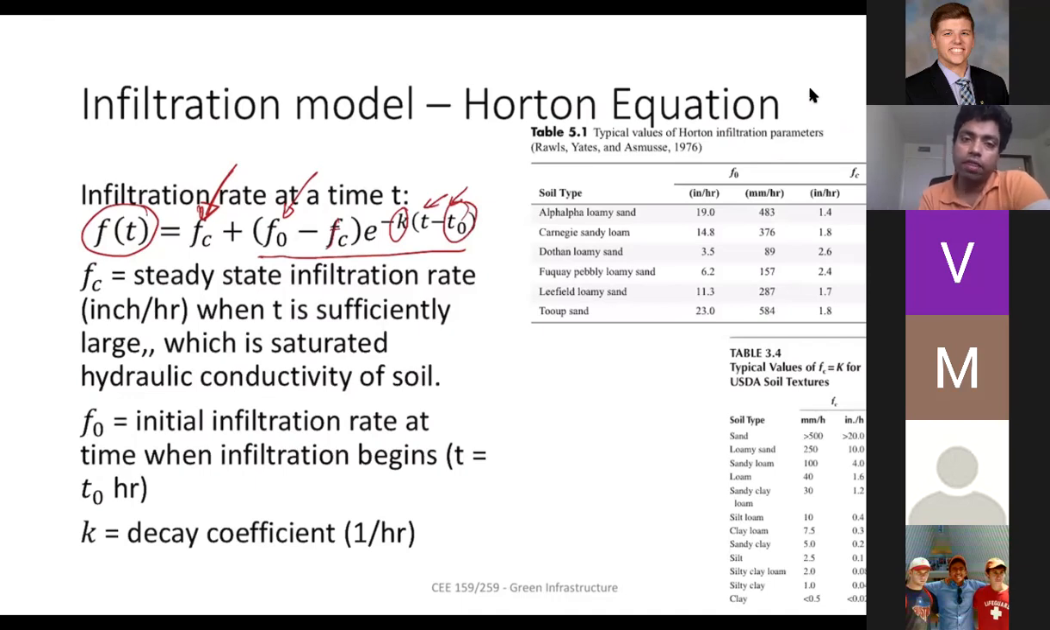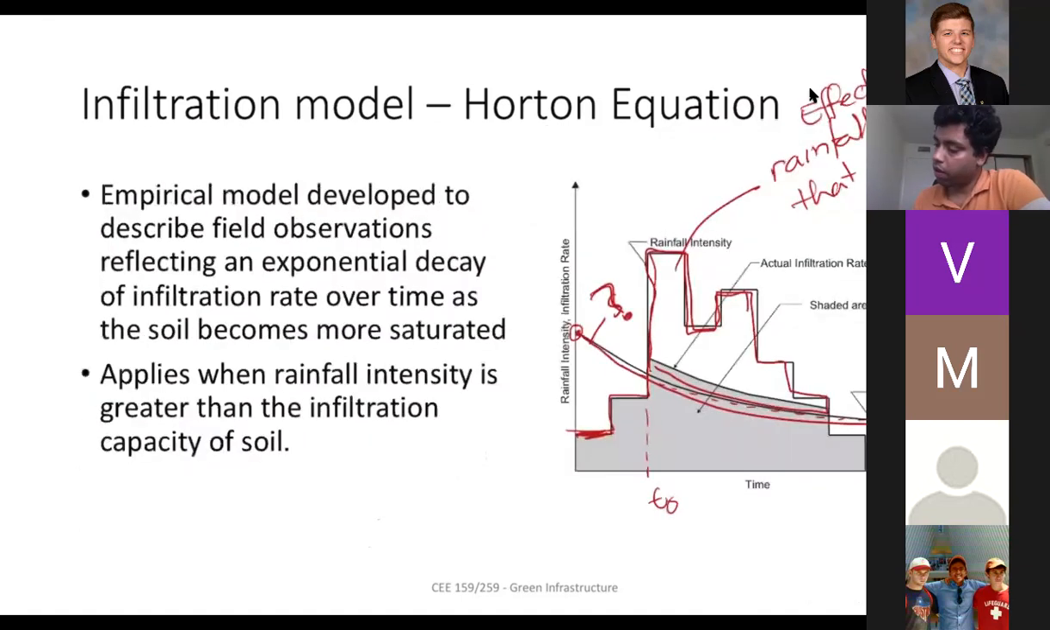So if I ask you to calculate infiltration rate, you just need to know the FC, F0, K, as well as T0. T0 is usually given to you, and it says that only after half an hour you'll have some infiltration begin. I'm sorry, I incorrectly said that. T0 means the time before infiltration occurs.